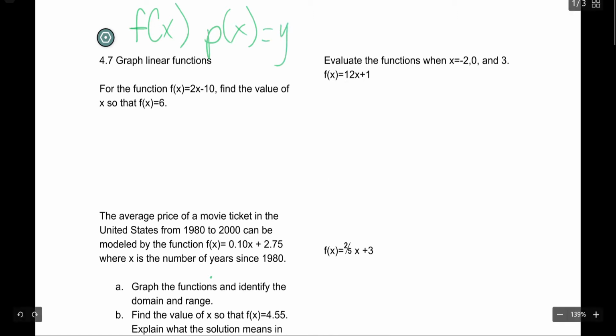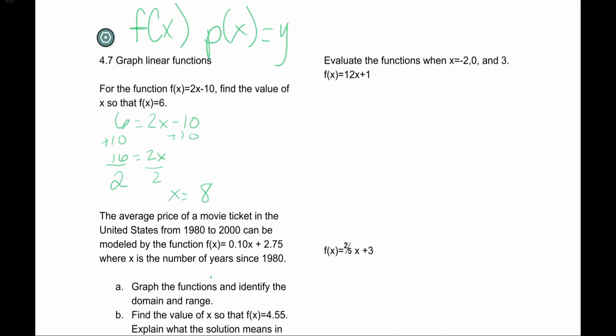So for the function f of x is equal to 2x minus 10, we want to find the value of x so that f of x is equal to 6. So 6 is equal to 2x minus 10. We need to then solve for x to find our x value. We add 10 to both sides. 6 plus 10 is 16, which is equal to 2x. Then we divide each side by 2. x is equal to 8.